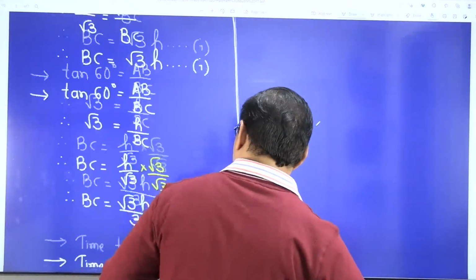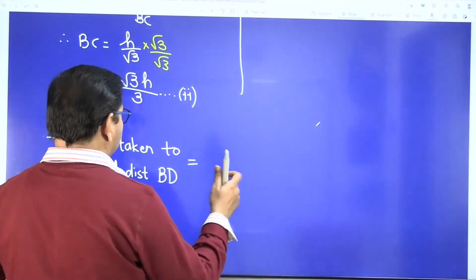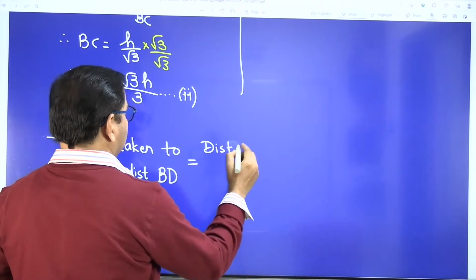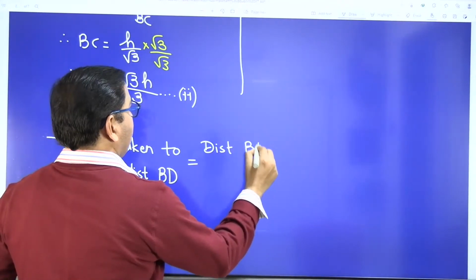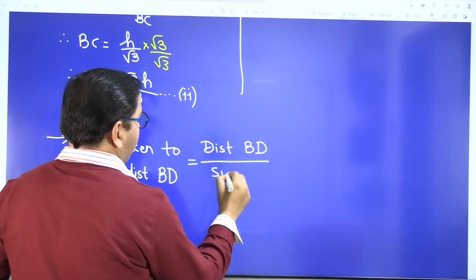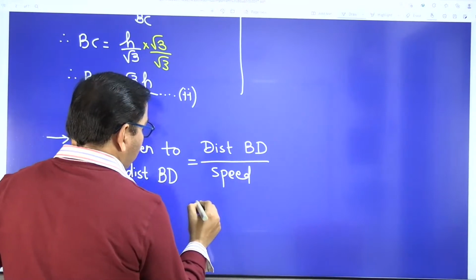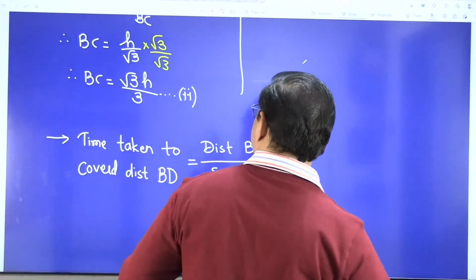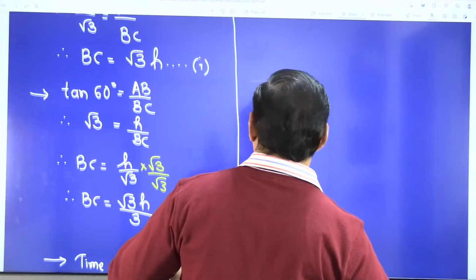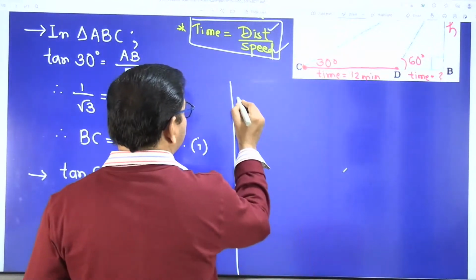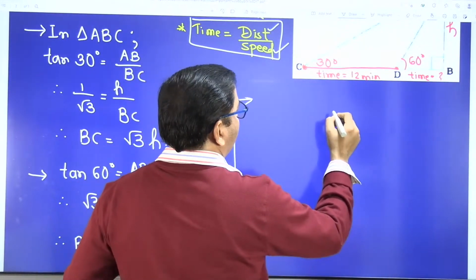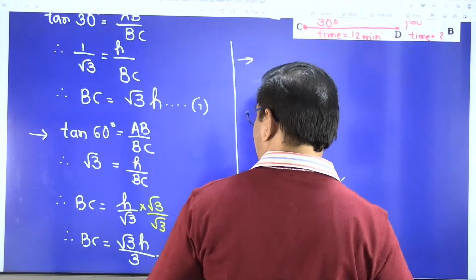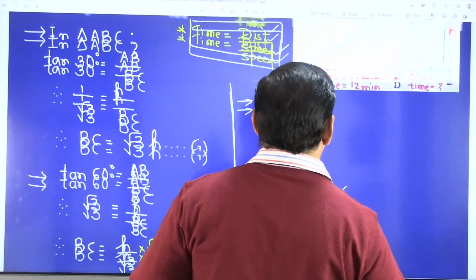So the formula for time is distance upon the speed of the car, right? So what is the distance BD? Have you found out BD? No. So let us first find out BD. Now, Ajay, we have already found out BD, right? Where?